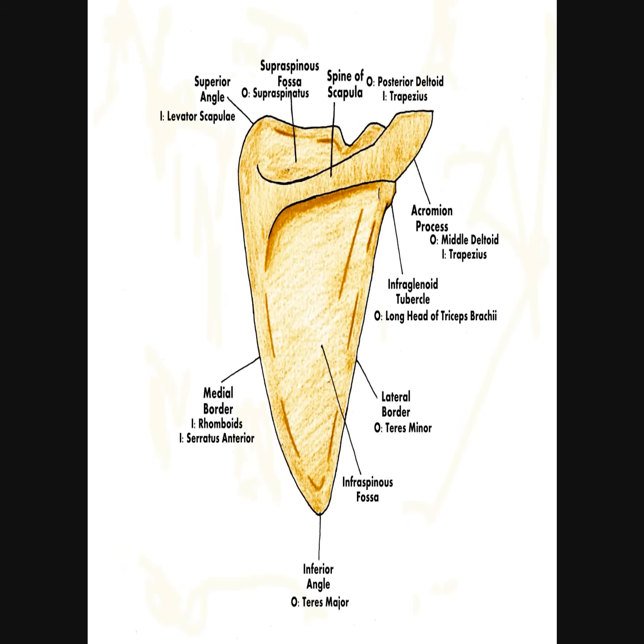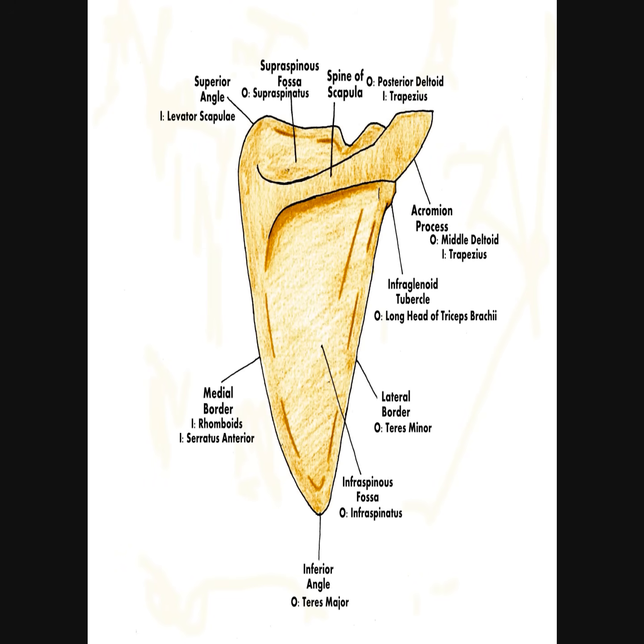And we've got one muscle that originates in the infraspinous fossa. It is the last rotator cuff muscle, the one that we haven't mentioned yet. Again, names match up. The muscle that originates in the infraspinous fossa is infraspinatus.